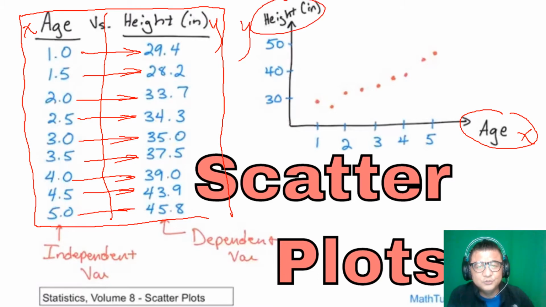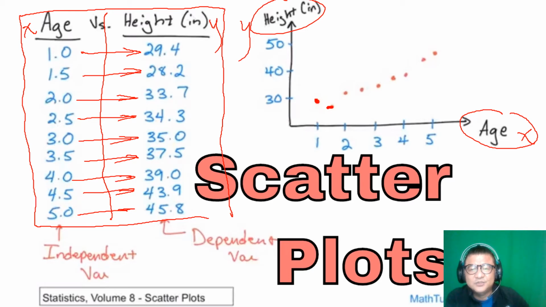For example, the first one is 1. The age of 1 has a height of 29.4, and this is that dot. The second one, 1.5, and the height is 28.2. All right, so we plot all those points, and that is called the scatter plot. But guess what? Very important definitions are the following.